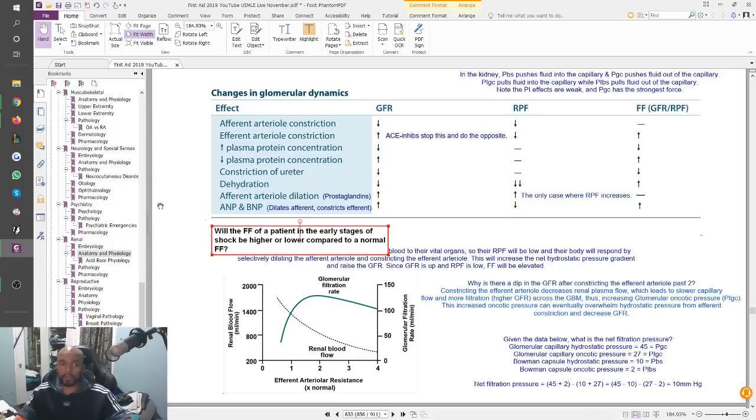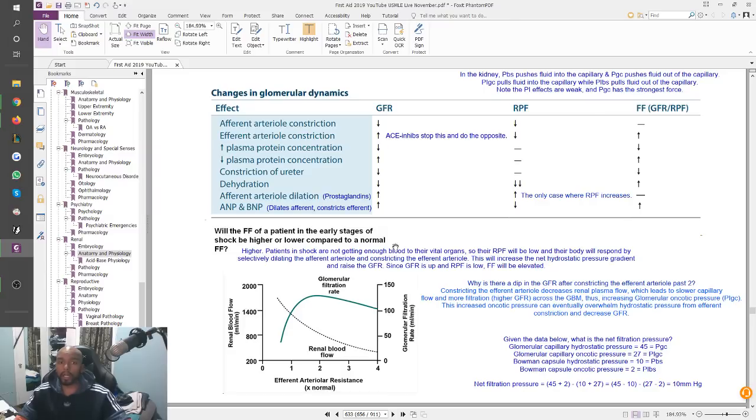So this was a rapid question asked by USMLE RX. They're just like, will the filtration fraction of a patient in the early stages of shock be higher or lower compared to a normal filtration fraction? So every time you think of shock, you should immediately think of hypotension, right? Generally speaking. So the answer here was higher.